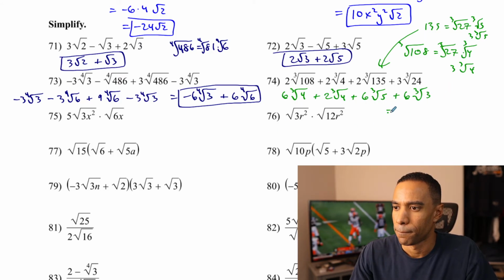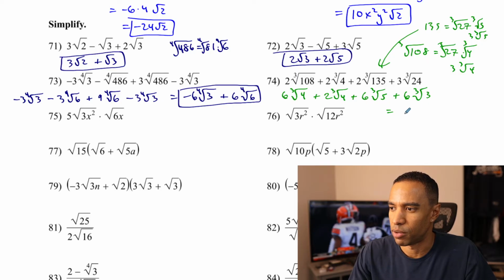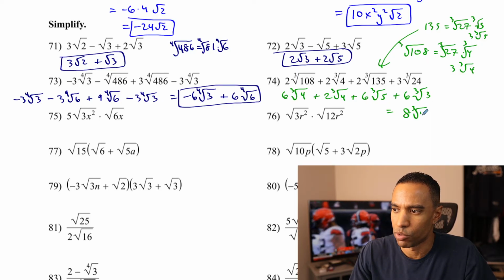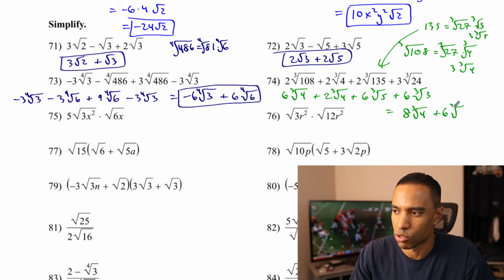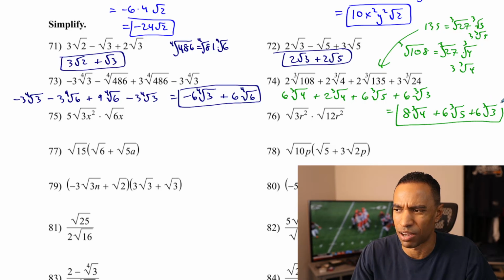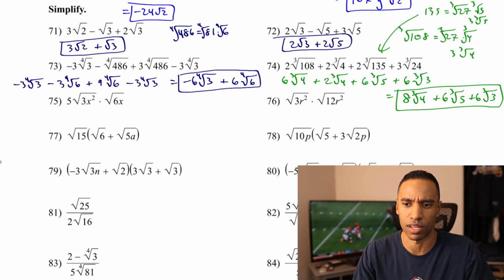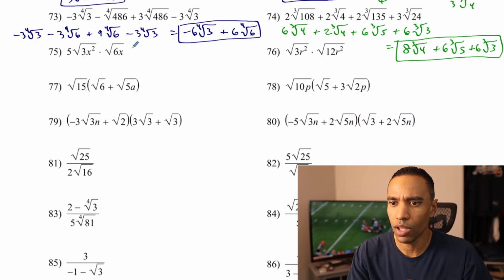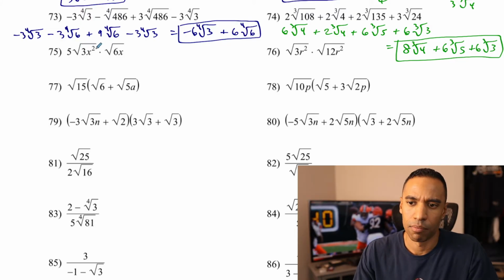Okay. Combine those. Only these two can combine right here. So that becomes 8 times the cube root of 4 plus 6 times the cube root of 5 plus 6 times the cube root of 3. I think I got that one correct. I'm not certain. I think that's it. All right. Number 75. Right here.